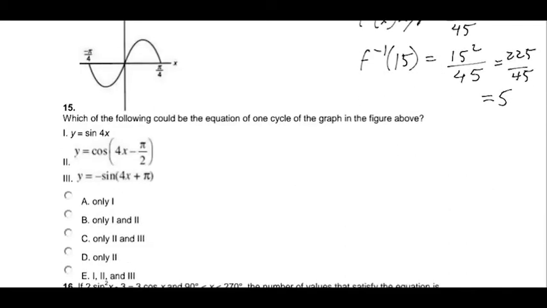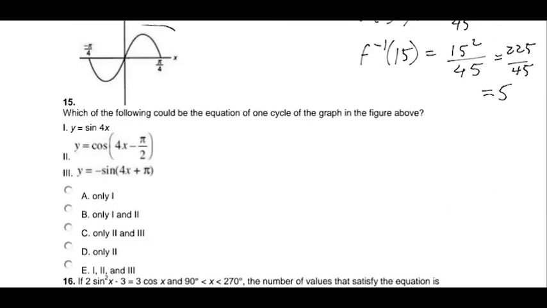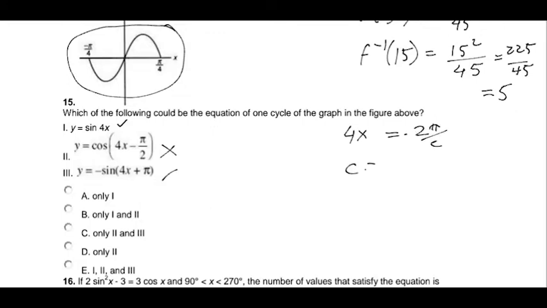Okay, let's go on to question 15. So we have this graph up here, a trigonometric graph. It looks like a sinusoidal function, so we know it's not going to be the cosine. So it's either going to be the sine of 4x or the negative sine of 4x plus pi. But if we look at the period here, if we say that 4x is equal to 2 pi over c, then the cycle is going to be pi over 4, because it's 4 times greater, so we just divide across by 4. So it has to be sine of 4x. So the answer is A and 1 only.